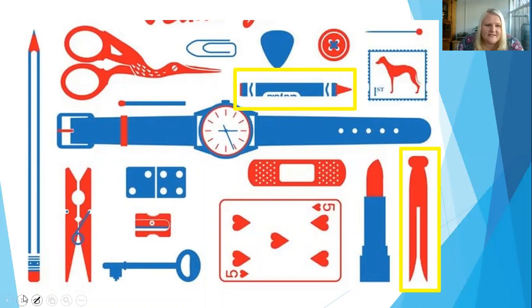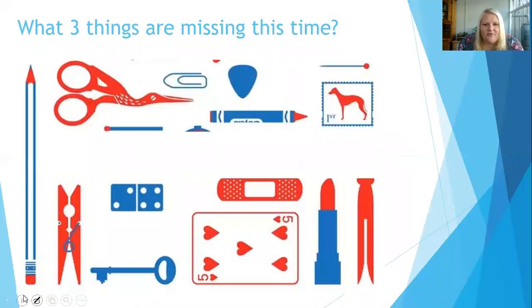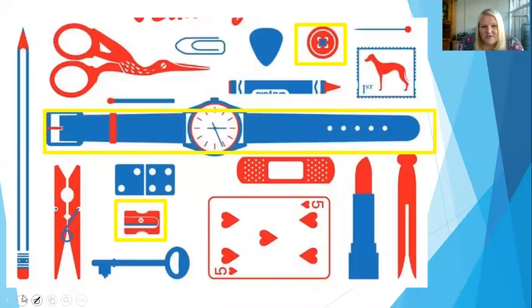Right, what's next? There are three items missing this time. The peg's back, the crayon's back, the plaster's there. So what's gone missing this time? It is, are you ready? The watch, the button, and the pencil sharpener. Well done if you spotted any of those that had gone missing.